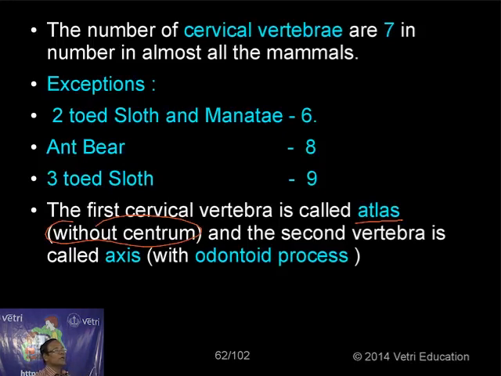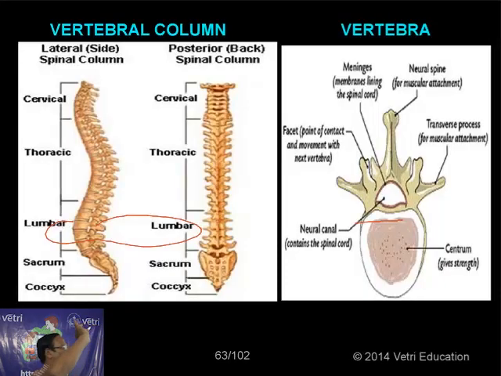So this is like a pivot joint, just like a seesaw. The atlas and axis represent a pivot joint, on which the skull normally rotates. So the odontoid process is present in the second vertebra, and the centrum is absent in the first vertebra. Now this is the vertebral column. You can see the cervical region, the thoracic region, the lumbar region, the sacrum, a single piece of bone formed with the fusion of 5, and then the coccyx, formed with the fusion of 4.